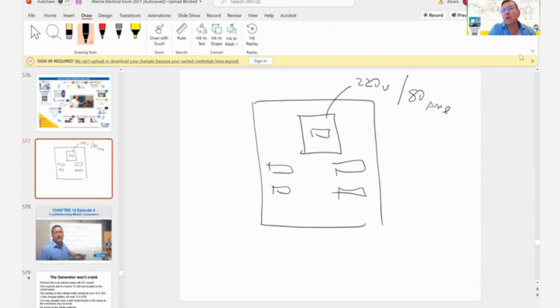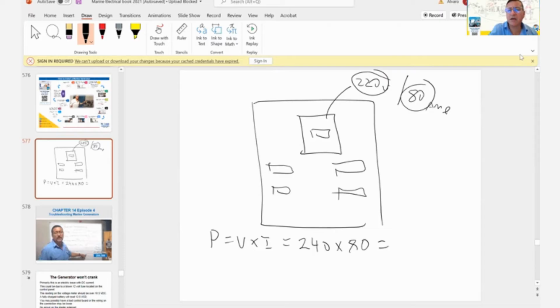What is the most simple procedure to calculate the capacity? Voltage times current. Correct, because you have the voltage here, and you have the intensity. You can calculate the power is equal to the voltage times the intensity. How much is the voltage? 240. And the intensity, 80. Can you help me? 240 times 80, please. 19,200. 19.2 kilowatts. You can install a generator of 20 kilowatts.